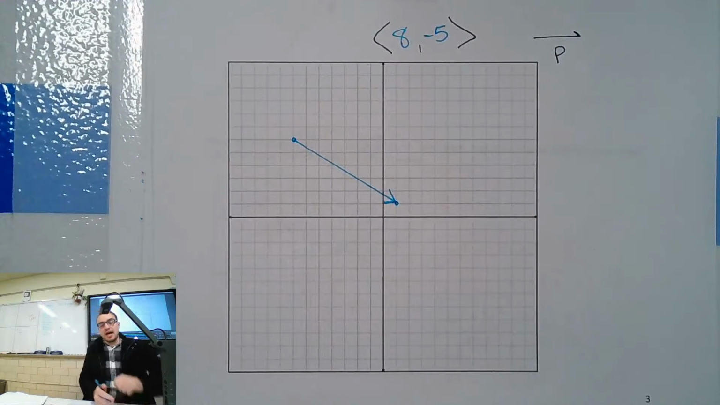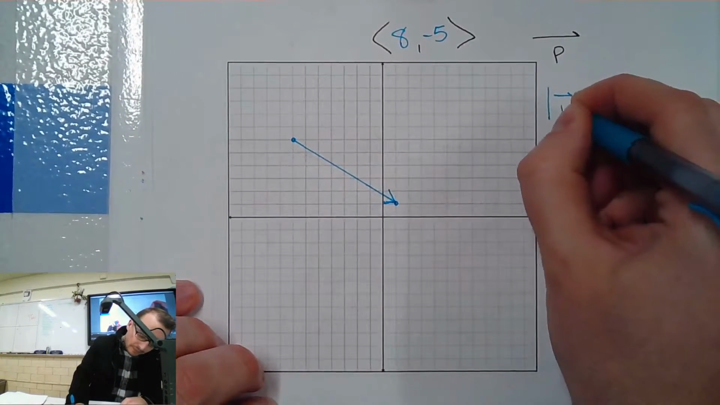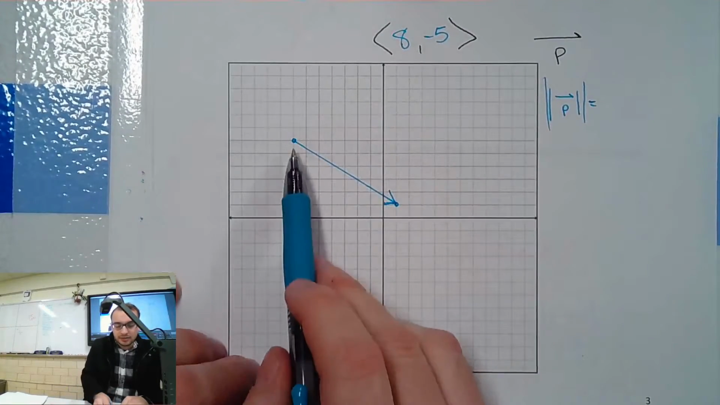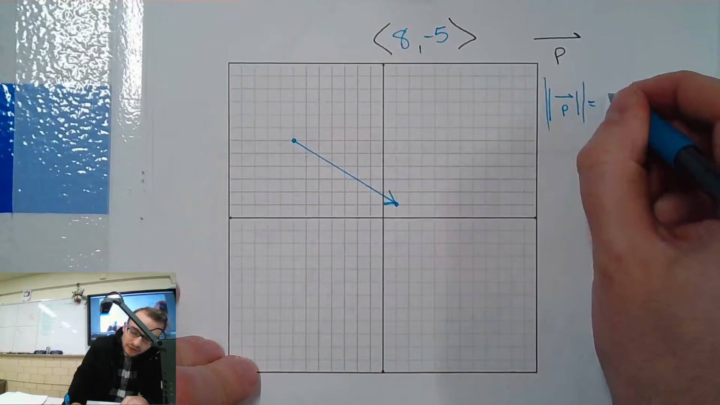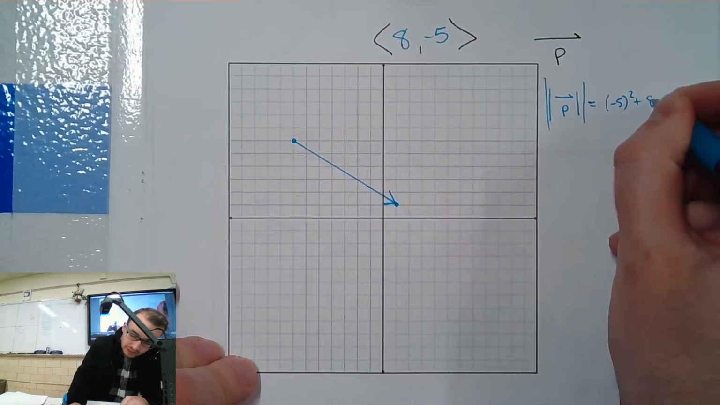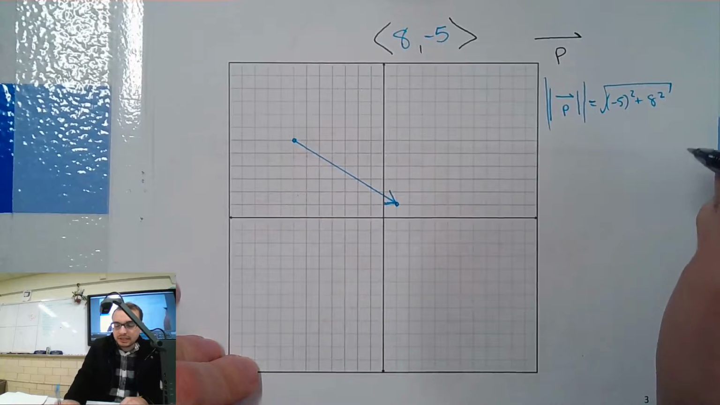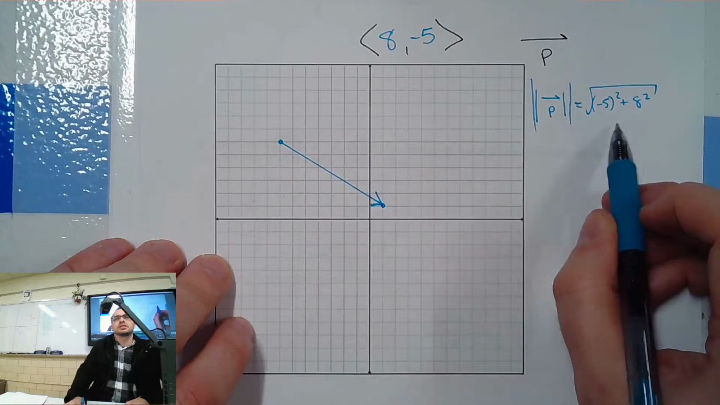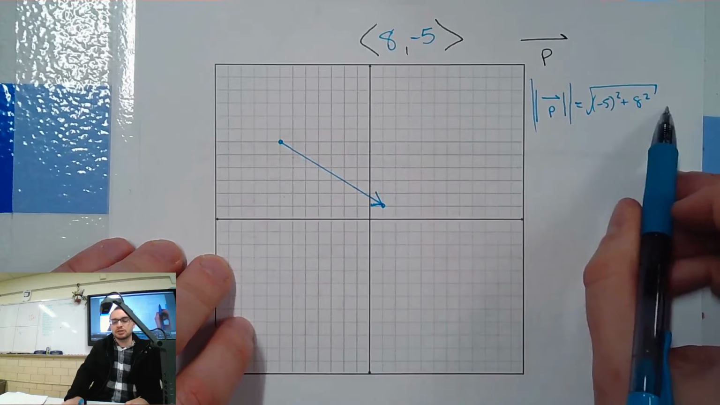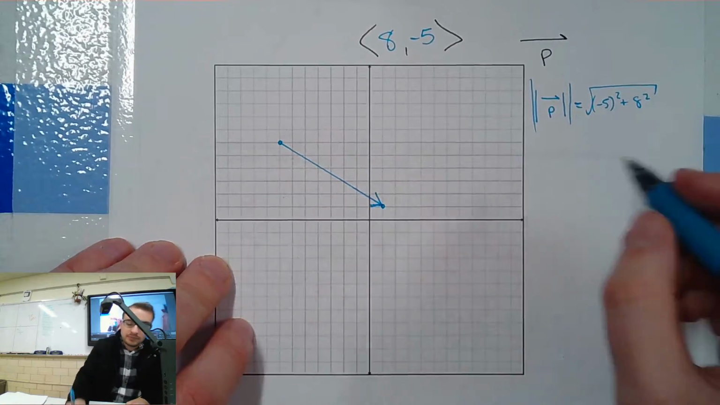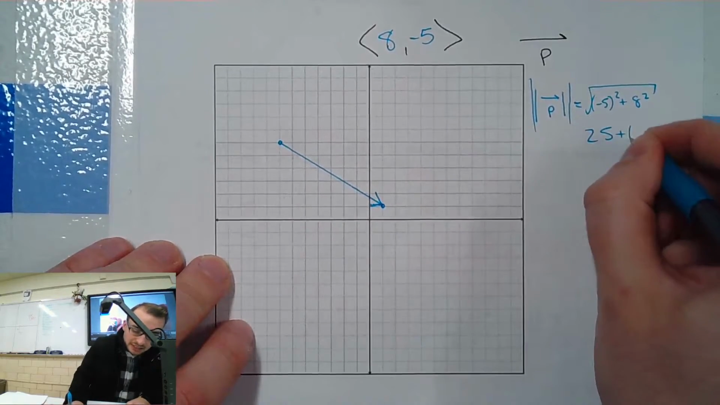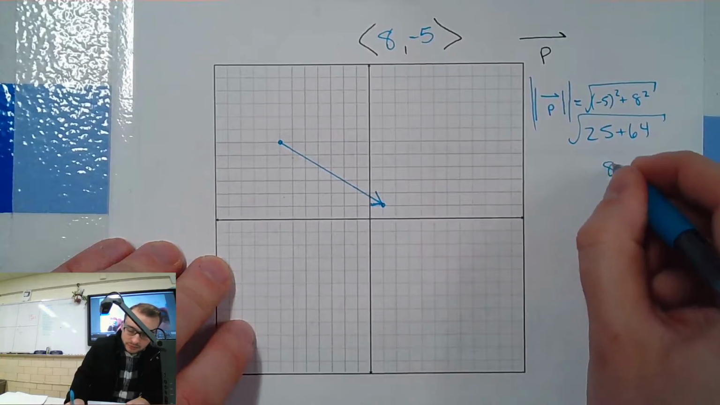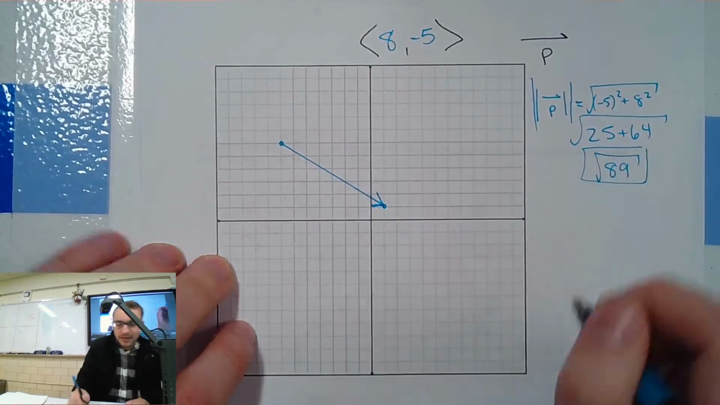If I want to find the magnitude of vector P, then what I do is I do Pythag with the components, right? Here's my A, here's my B. So negative 5 squared plus 8 squared, rooted, is going to be the magnitude, because that's Pythag. Everybody cool with seeing that that is Pythagorean theorem? A squared plus B squared equals C squared, but it's rooted. Cool. So this is 25. That's 64. That's going to be 89. Root 89. So that was my magnitude.